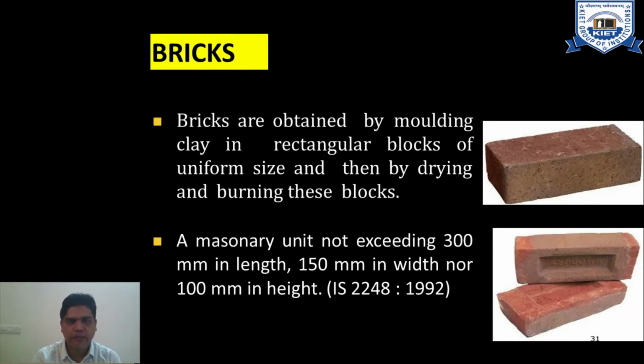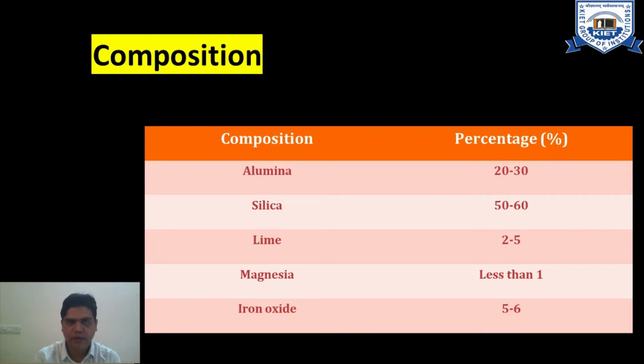Bricks are obtained by molding clay in rectangular blocks of uniform size and then by drying and burning these blocks. As per IS 2248-1992, a brick is defined as a masonry unit not exceeding 300 mm in length, 150 mm in width, nor 100 mm in height.